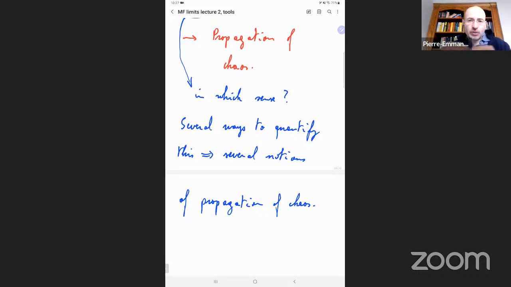Propagation of chaos, as we will see, essentially guarantees that the correlation in the one particle distribution are small, and that naturally leads to an equation on the one particle distribution. You could have a case where the correlations are not small, but you still have the equation, right? Some sort of miracle cancellation.